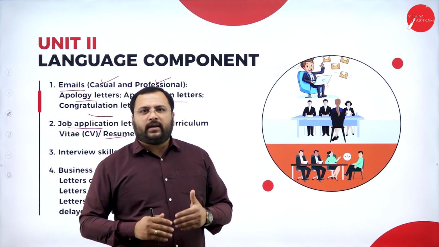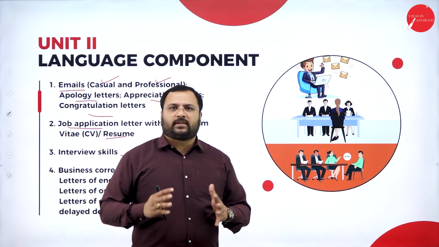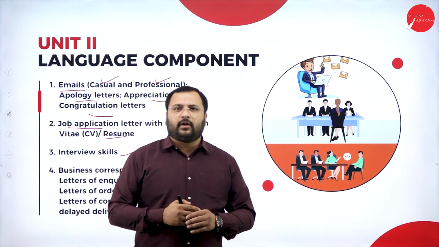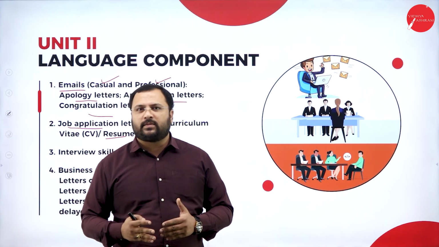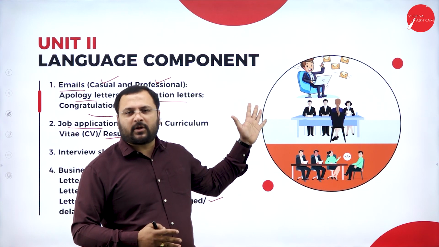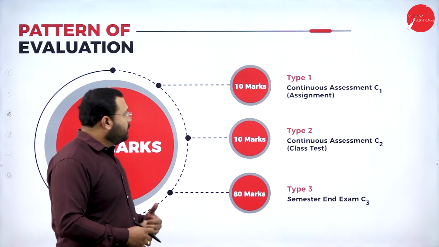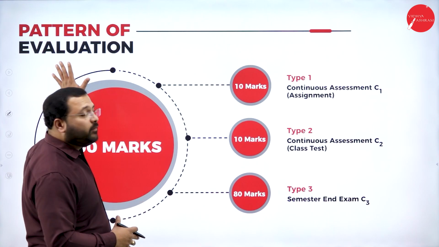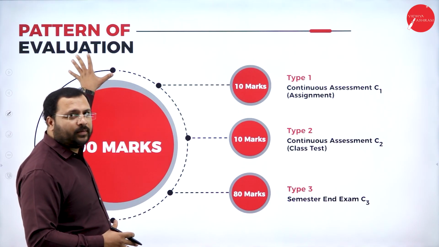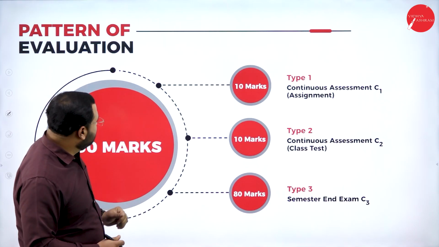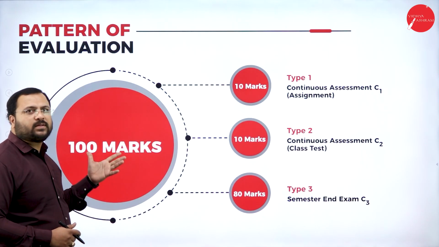So when you look at it, it appears the limited text. But when you go deep into the novel, you'll learn many other things which is described in the course objective and course outcome. Now let us understand the pattern of evaluation. How are you evaluated after the semester? The total marks you have for this paper is 100.